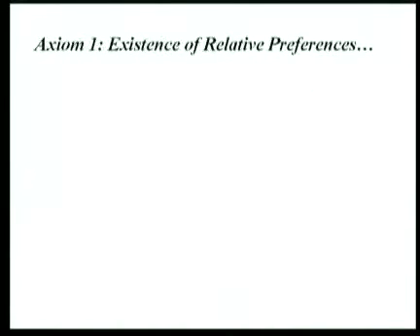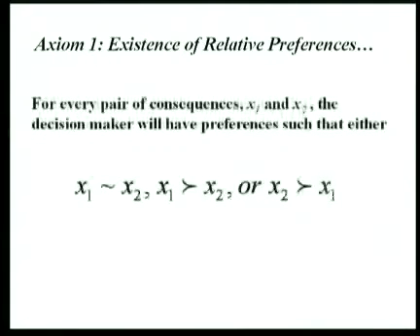First of all, the first axiom, the existence of relative preferences. It says for every pair of consequences, x1 and x2, the decision maker will have a preference such that either x1 is indifferent to x2, x1 is preferred to x2, or x2 is preferred to x1. That's axiom 1, the first axiom.